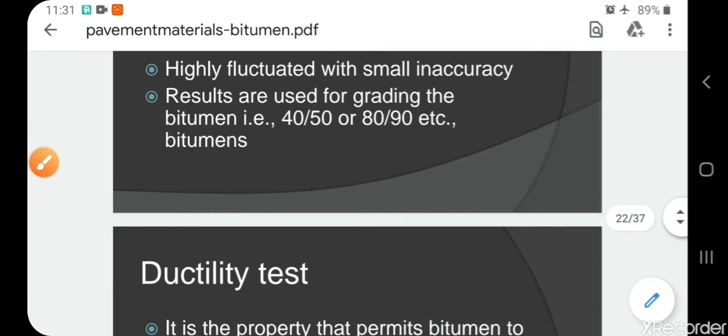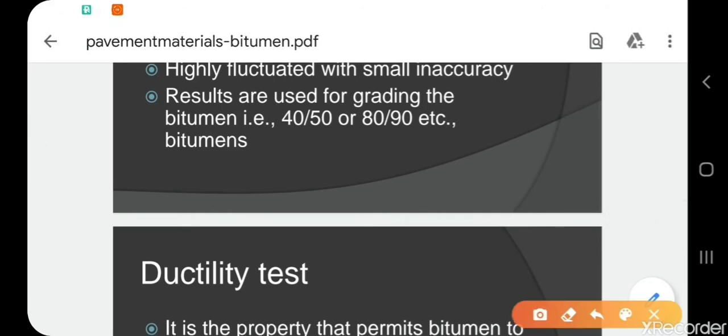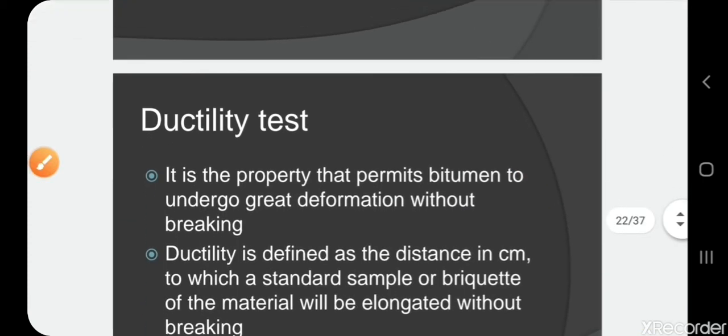Next, the results are used for the grading of bitumen. These are the gradings: 40 by 50, 80 by 90. These are the bitumen grades. And the next test is the ductility test.